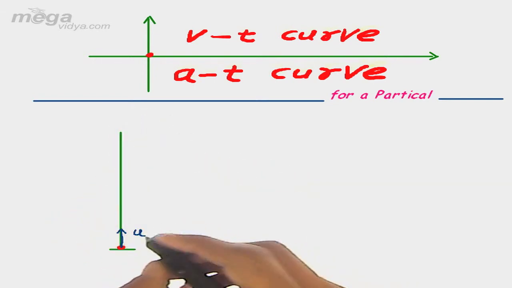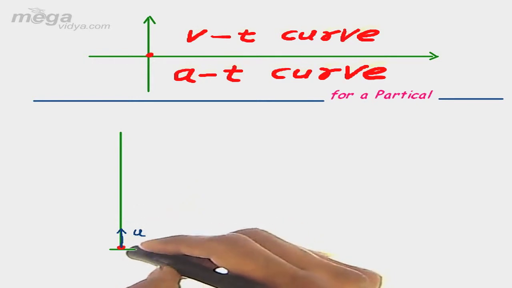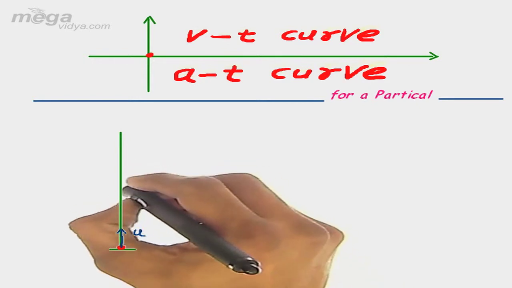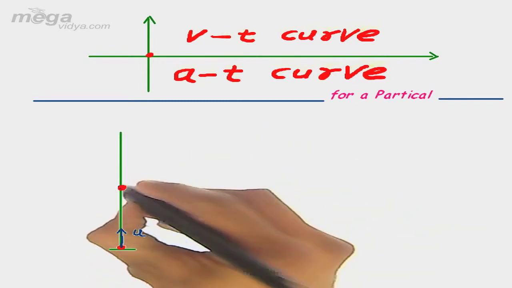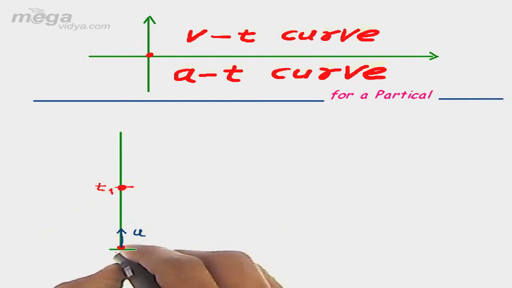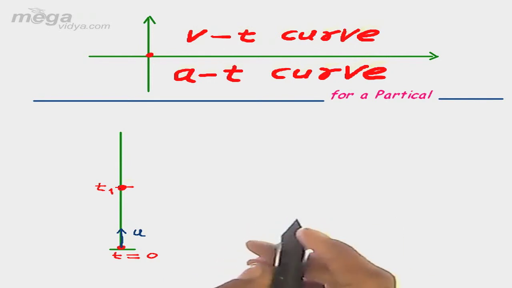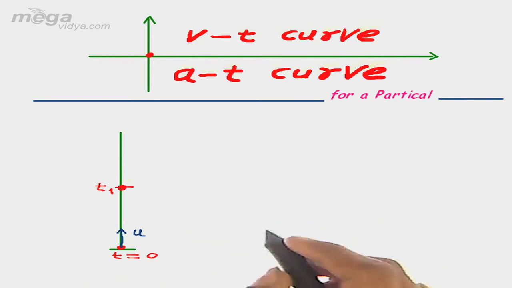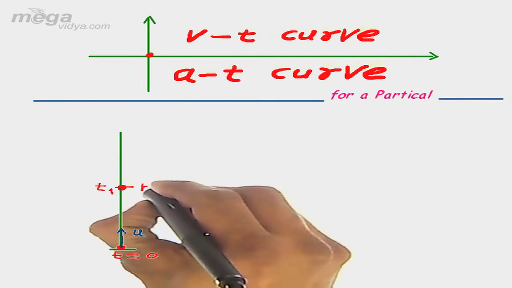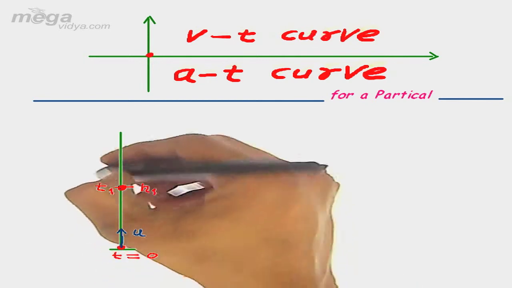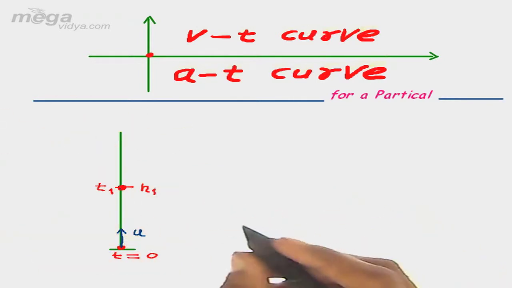After traveling its path along the straight line, which is vertically upward here, the particle reaches some point, say this one, after some time, say t1. Particle was thrown at time t equal to 0, that's what I am considering here. So after time t1, it reaches this height, say this height is h1. After some more time, it continuously goes vertically upward.